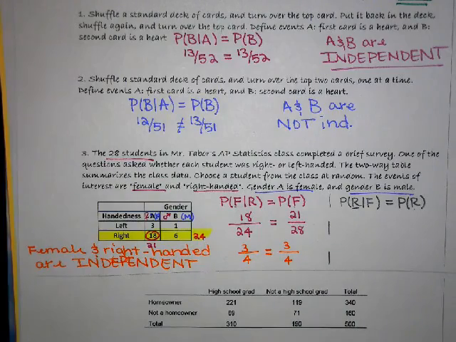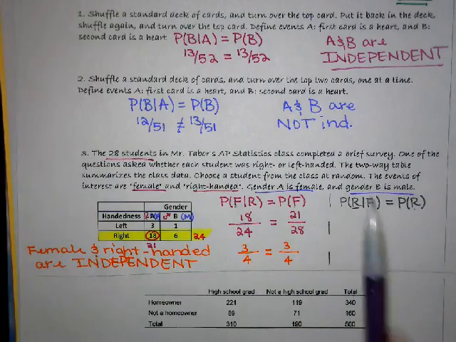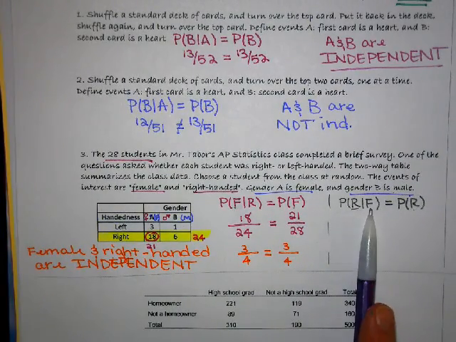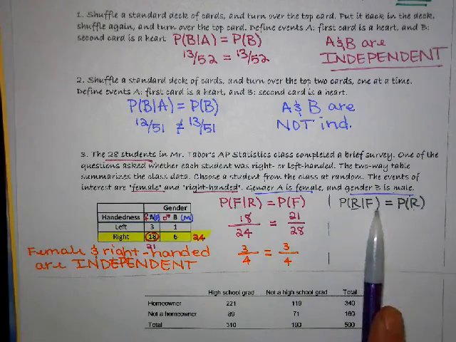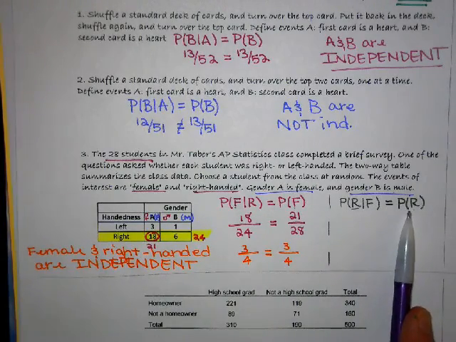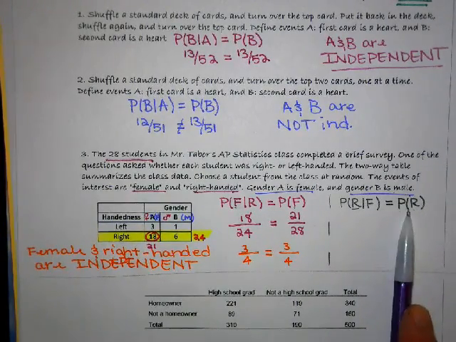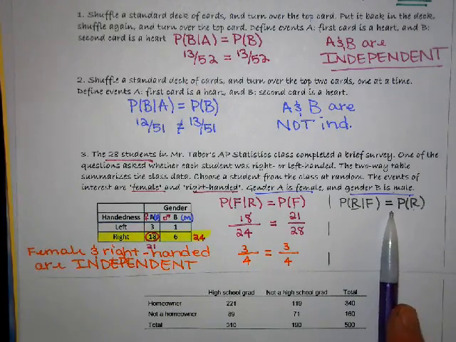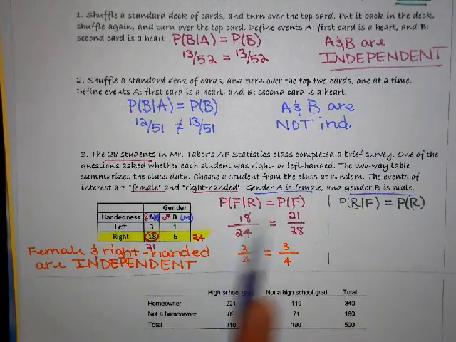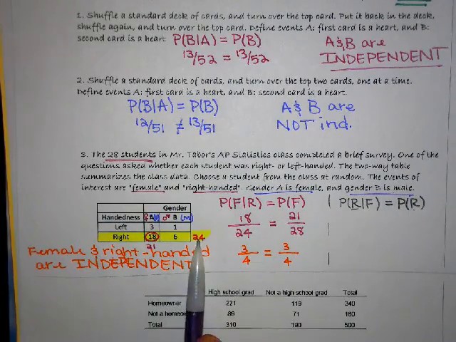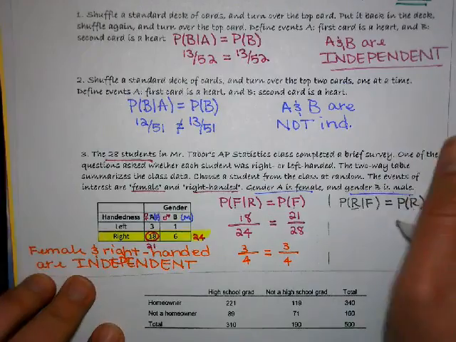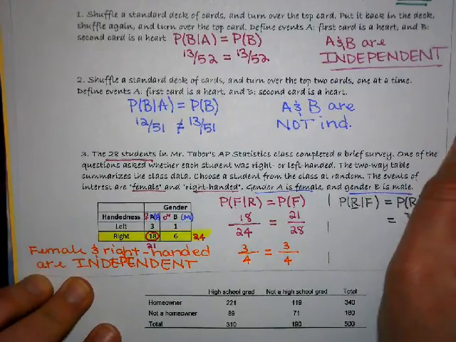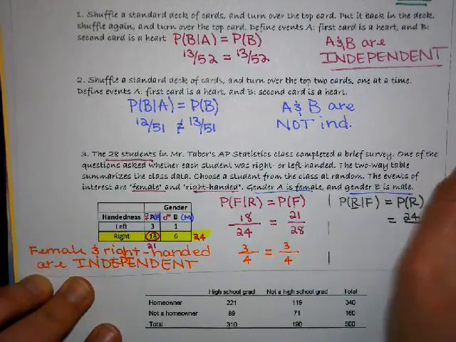So on this one, we're going to do the probability that the student is right-handed given they're female, and see if it's the same as right-handed. So I'm going to start with this one because that seems more straightforward to me. So from doing it this way, we know there are 24 right-handed students, and there are 28 students total in the class. So the probability the student is right-handed is 24 divided by 28.